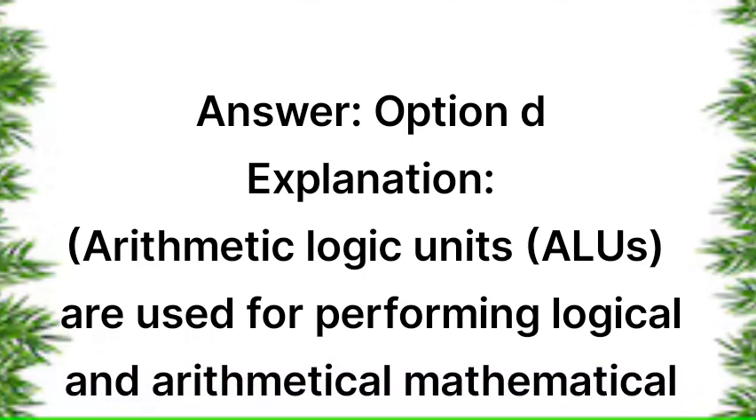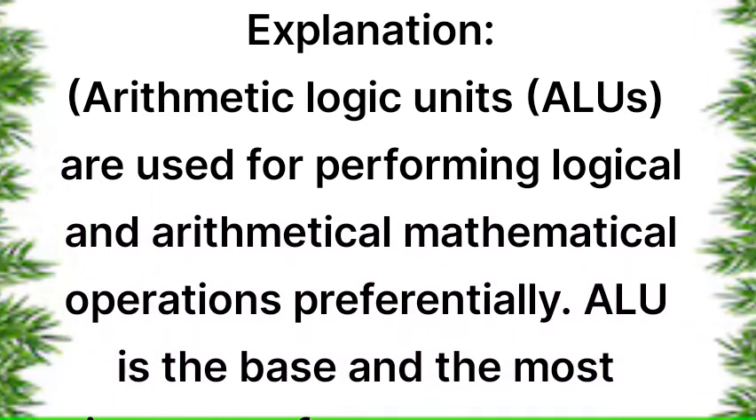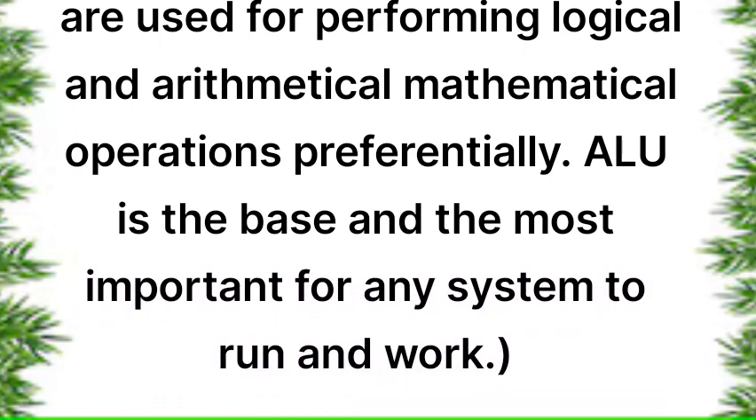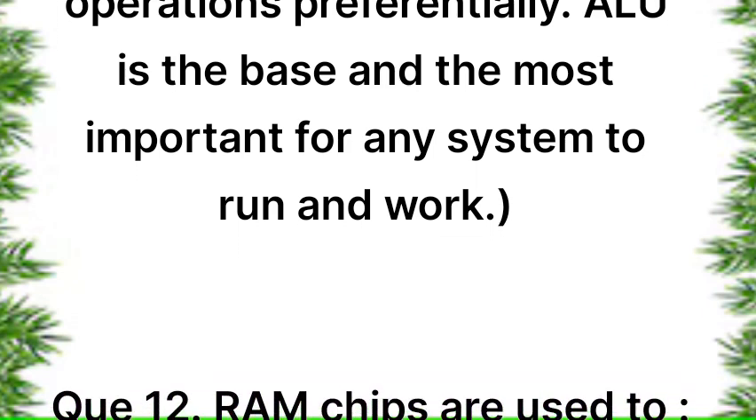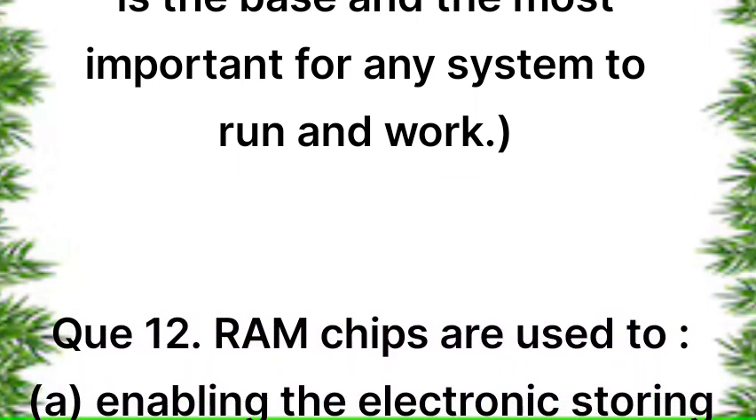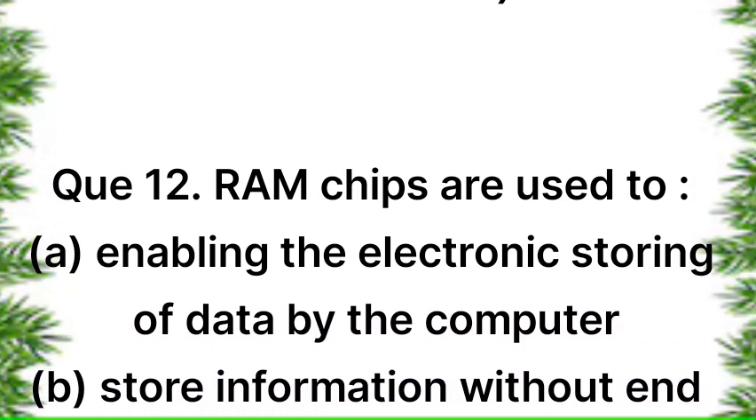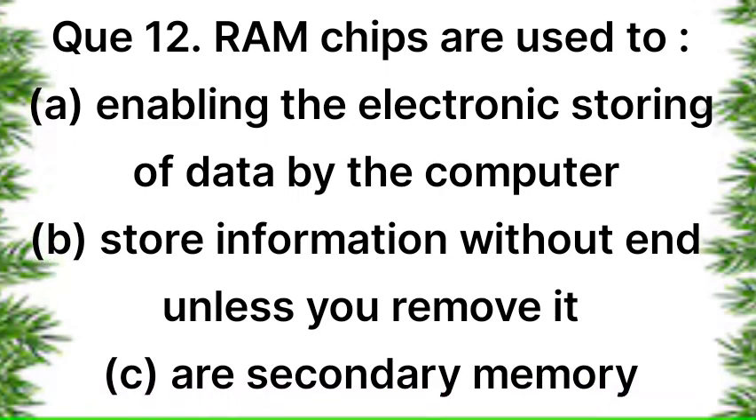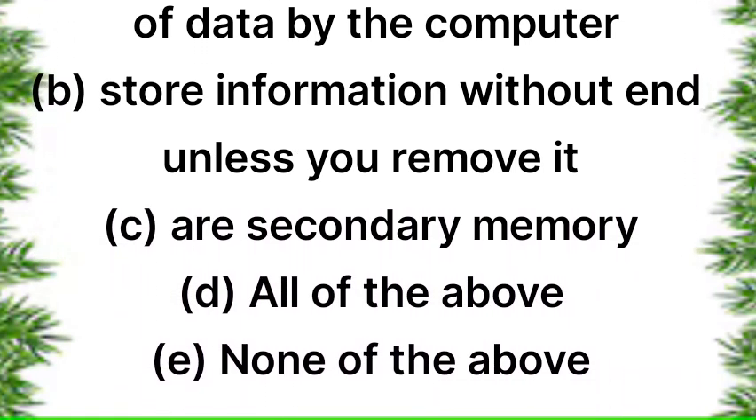Q12. RAM chips are used to A. Enabling the electronic storing of data by the computer. B. Store information without and unless you remove it. C. Are secondary memory. D. All of the above. E. None of the above. Answer, option A. Explanation. RAM chips are used as temporary storage for the data in the computer system itself.